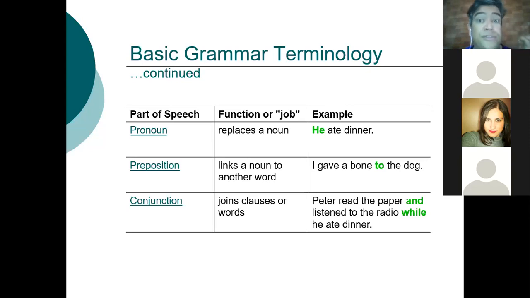We are going to talk a lot about conjunctions today. A conjunction joins clauses. Clauses, from now on, are mini sentences inside another sentence. I am going to clarify this in today's class. For example, Peter read the paper and listened to the radio while he had dinner. In this case, we have two types of conjunctions. We have and, that is a coordinate conjunction, and we have while, that is a subordinate conjunction. A subordinate conjunction joins dependent clauses to independent clauses. I have some examples that we're going to clarify.